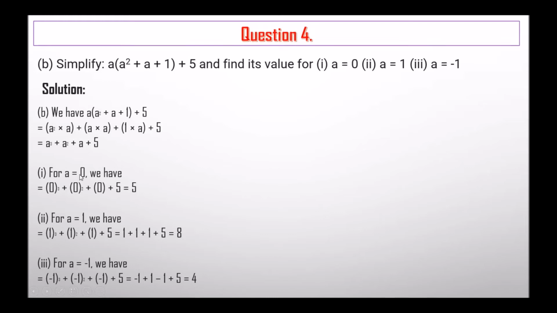So a equals 0. So 0³ + 0² + 0 + 5 equals 5. a equals 1. So 1³ + 1² + 1 + 5 equals 8. a equals −1. So (−1)³ + (−1)² + (−1) + 5. So −1 + 1 − 1 + 5, that is 4.